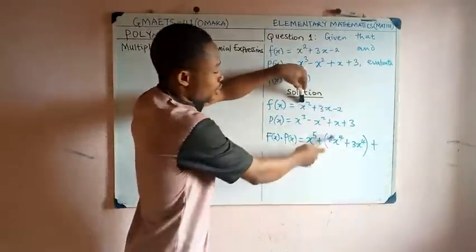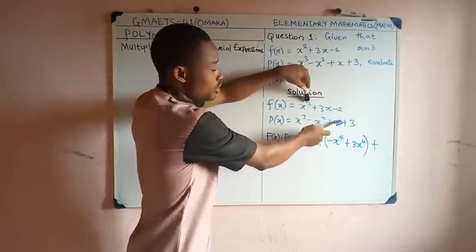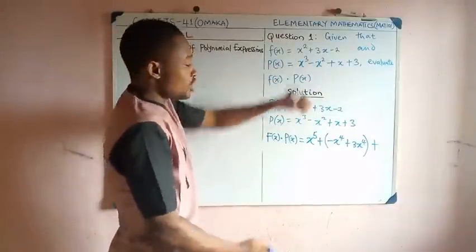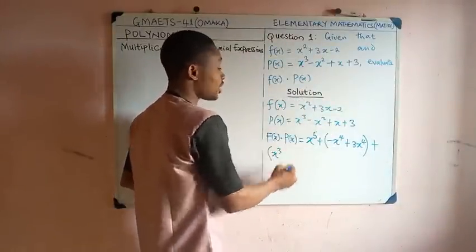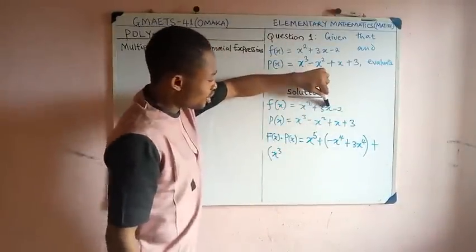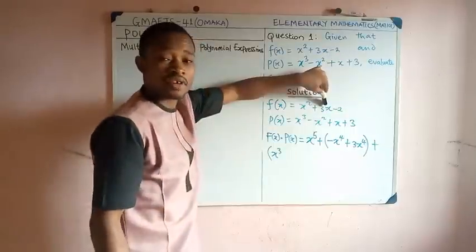This x squared multiplies this x will produce x raised to power 3. This is power 2, this is power 1. So if you add the powers, you get power what? 3. Therefore, we'll go to multiplying x squared by this x, and that will give us x raised to power 3. Next, I'll pick 3x here. This 3x and multiply this minus x squared to give us x raised to power 3 term.